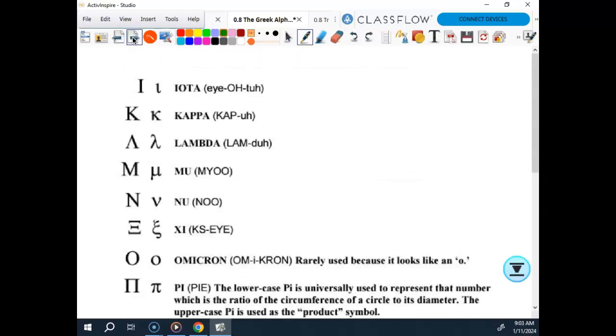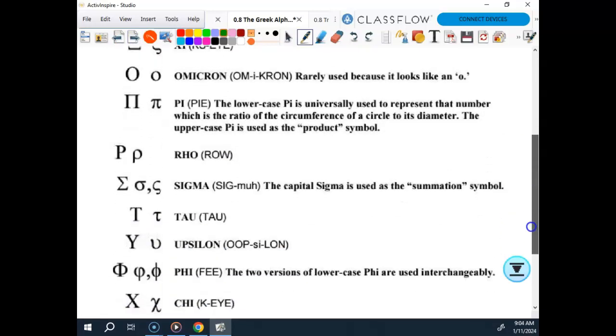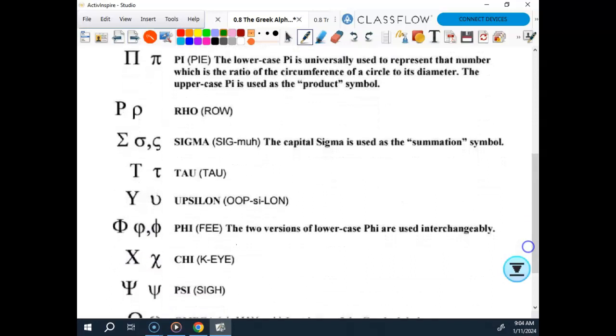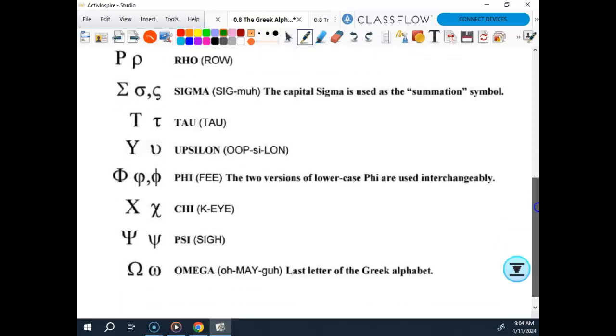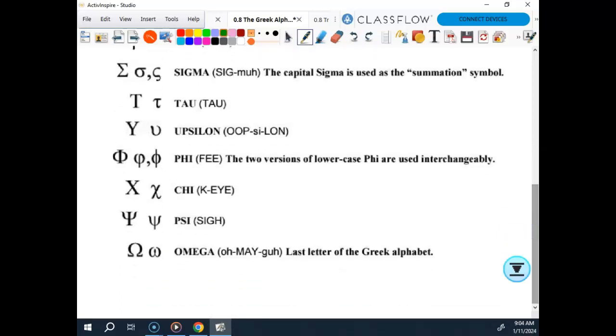Looking at the rest of these, you've got pi. Did you even know that the pi that you're used to is the lowercase pi, and there's a capital pi there? Sigma has two different lowercases. So does phi, which could also be pronounced phi. Some of these have different pronunciations. It's a tomato type of thing.